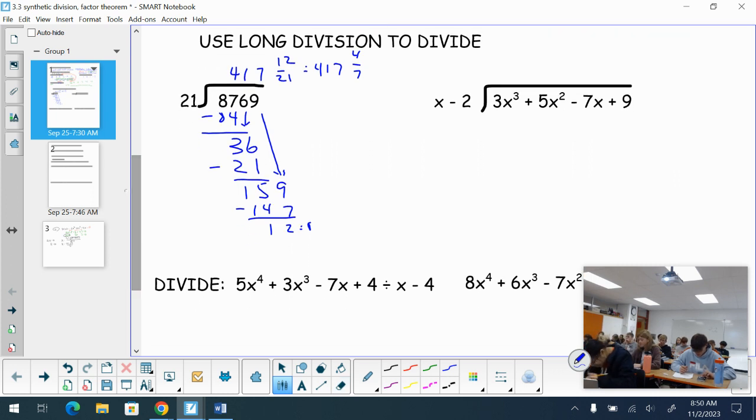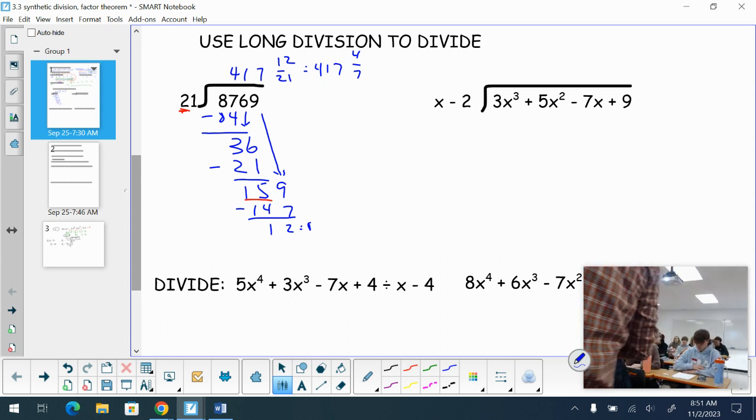So over here, we want to follow the same method. Once again, the indicator Alex told us was how many times 2 goes into 15. That's the key idea over here, because now we're taking x minus 2 into 3x cubed plus 5x squared minus 7x plus 9. I want to see how many times this x goes into 3x cubed. Which would be what, Phoebe? 3.